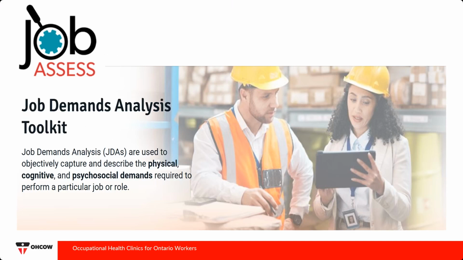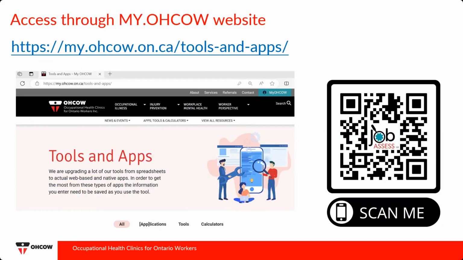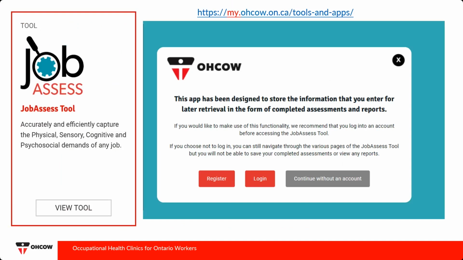So to start, to access this tool, all our tools are free and run off our website. So you actually have to go to my.ohcow.on.ca, and this QR code to the right, you can also get there using that. If you look through our website, you will find links that will bring you to that website, but it puts that my in front of the OHCOW there, just so you know it is a separate link. But yeah, so you go to this website and you'll go to the tools and apps, and then once you go through that, you'll scroll down and you'll find JobAssess, and if you click on View Tool from there, it'll prompt you to create an account.